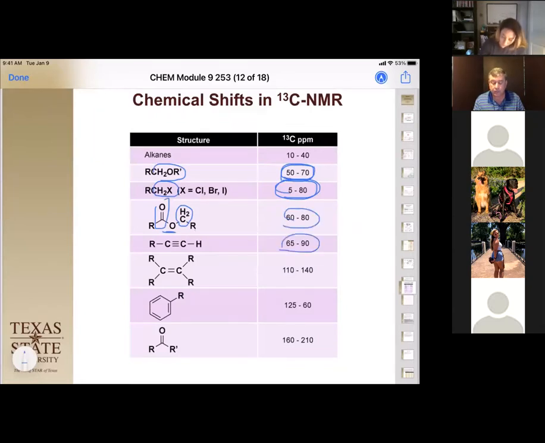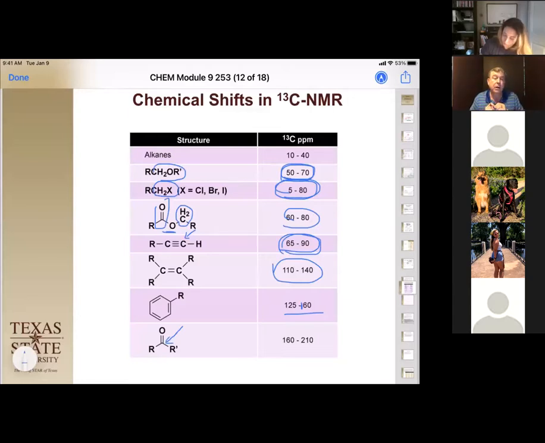The alkynyl carbon, not the hydrogen, the alkynyl carbon is shifted up to the 60 to 90 because of that triple bond. But the double bonds are even higher, between 110 and 140. And benzenes are between 126 and 160. There's a typo on the slide. 125 to 160. So those are even higher than alkenes. Okay. And the only things that are higher than a benzene ring in carbon NMR is the carbonyl for aldehydes, ketones, and carboxylic acids. So the carbonyl carbon itself.